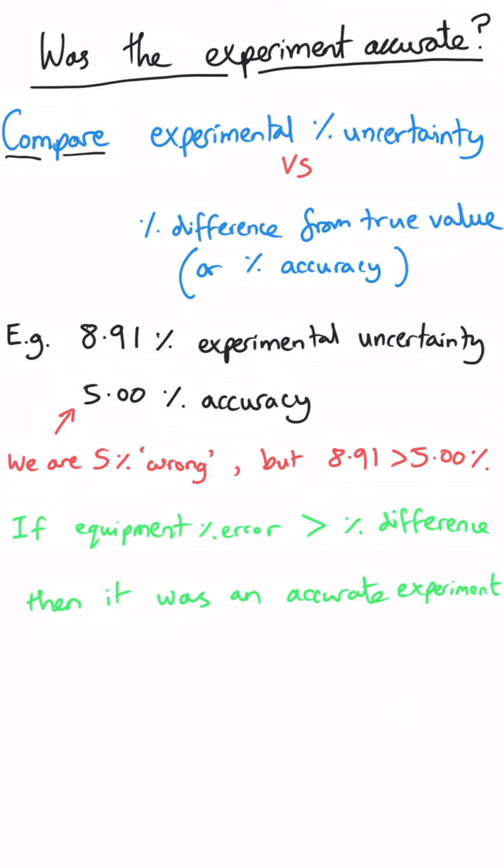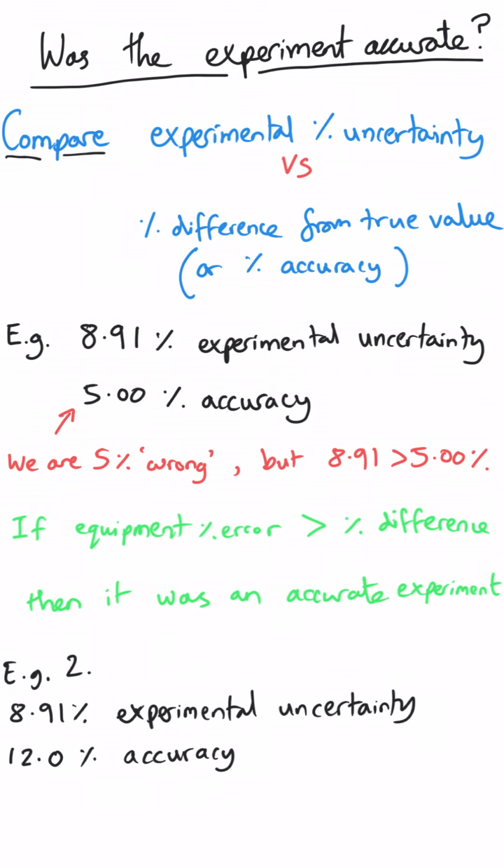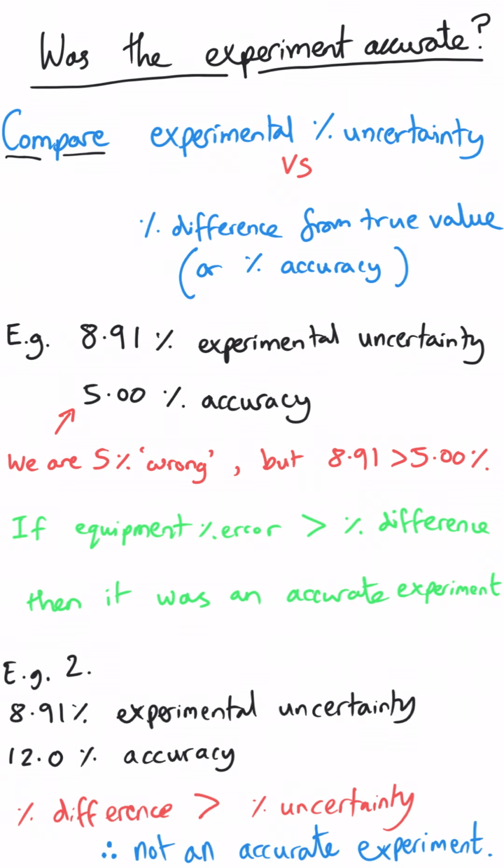On the other hand, if we were, for instance, 12% away from the true value, that our accuracy is we're 12% too low, say, and then when we consider it against the 8.91% equipment uncertainty, then we are outside tolerance. We are further away from the true value than our equipment allows us to be. So on this second occasion, we would say that our experiment was not accurate because we were further away from the true value than the percentage uncertainty from the equipment would suggest that we should be.